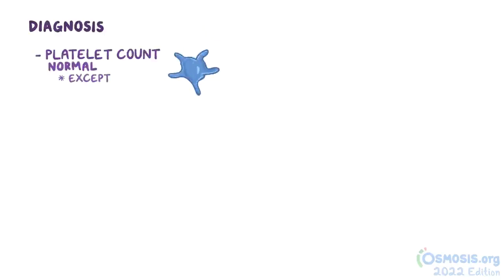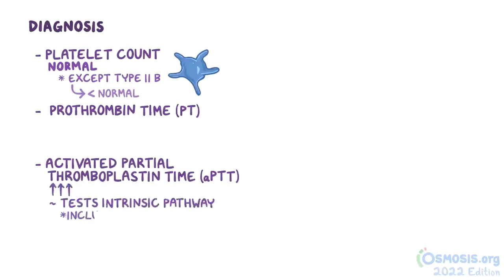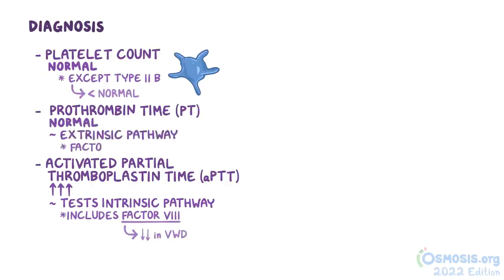Diagnosis of von Willebrand disease starts with general tests like a platelet count, which is usually normal, except in von Willebrand disease type 2B, where it may be lower than normal. Other common tests include prothrombin time, or PT, and activated partial thromboplastin time, or just APTT. APTT is increased in affected people because it tests the intrinsic pathway, which includes factor VIII, which is reduced in von Willebrand disease. PT is usually normal, though, because it includes the extrinsic pathway that includes factors that work independently of von Willebrand factor.